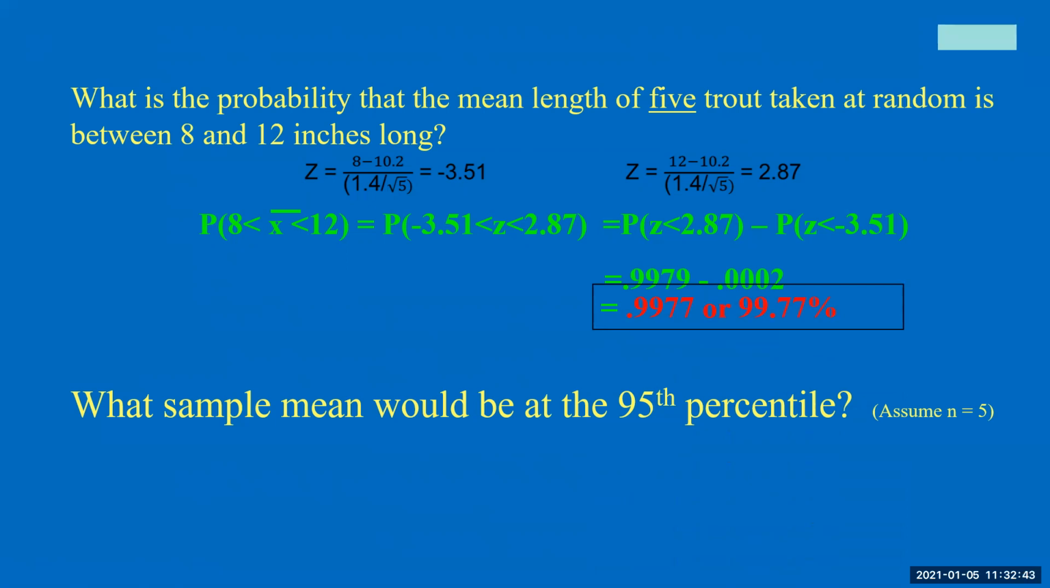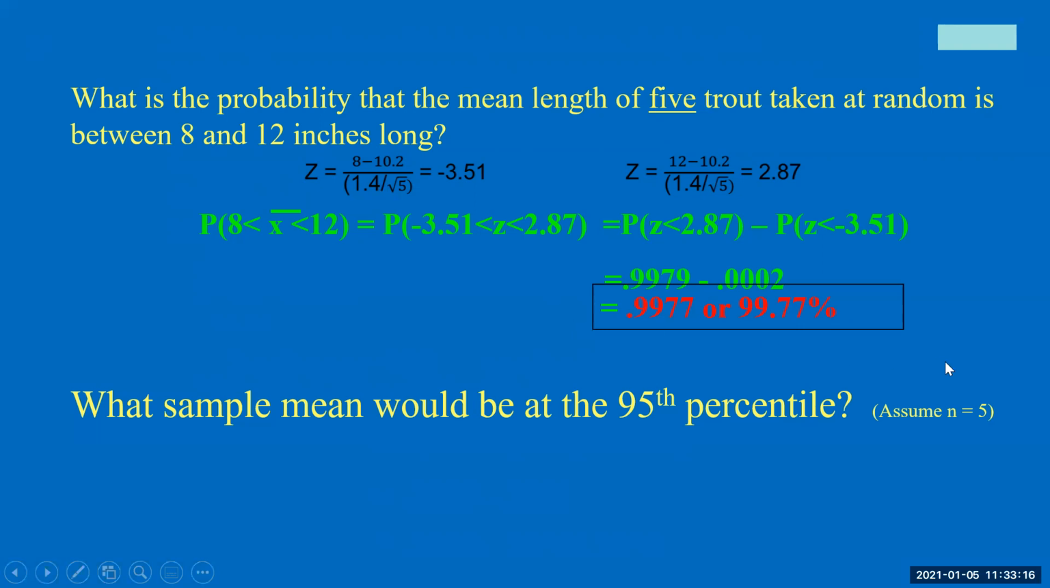So notice the difference between this answer and the previous. We had about 84% if we just chose one trout between 8 and 12. Notice when we average 5 of them, very, very high percentage, almost all, right? 99.77%. So again, make sure to read questions carefully. Make sure to see, is it asking for a single unit or is it an average of a certain value? And take that standard deviation and divide it by the square root of n if needed.